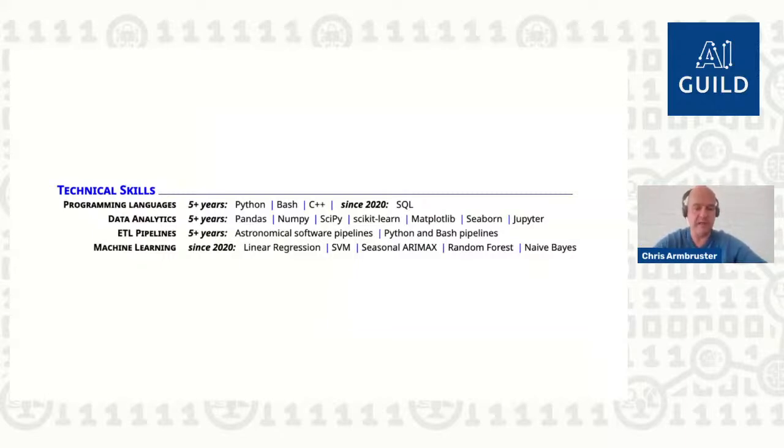So I'm looking to fill a data role. Yes, it's great if you were working at employers that I know, and it's nice if you have a degree from a university that I know. But really, what matters is the technical skills. That's why they go right at the top of your CV.